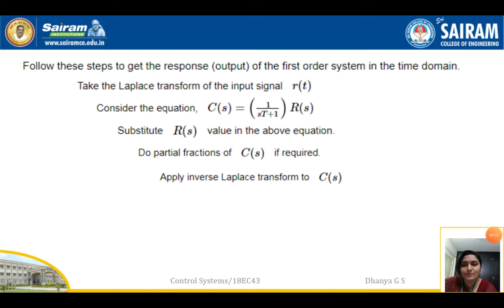Follow the given steps to find out the response of the first order system. As we know, response is nothing but output. I told you already, R of s is nothing but R of t, and C of s is nothing but C of t, and T is the time constant. So the steps you have to follow: take the Laplace transform of the input signal R of t. Then you have to consider the equation C of s is equal to 1 by sT plus 1 into R of s, where R of s is the value which you have got already, and if needed you have to go for partial fraction. Then we have to go for applying what is C of s.